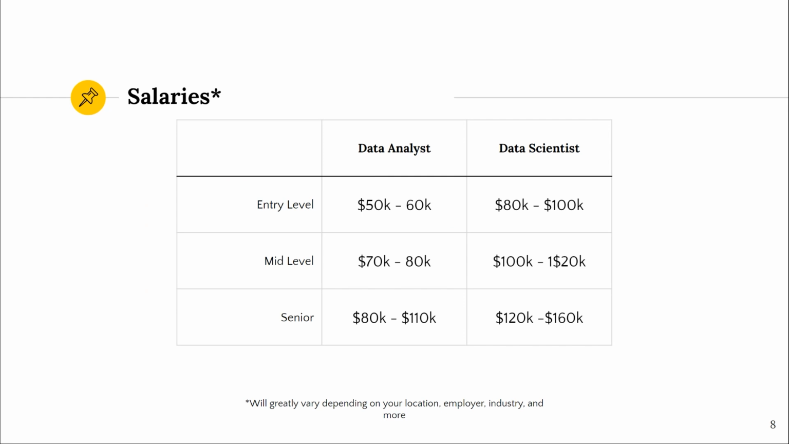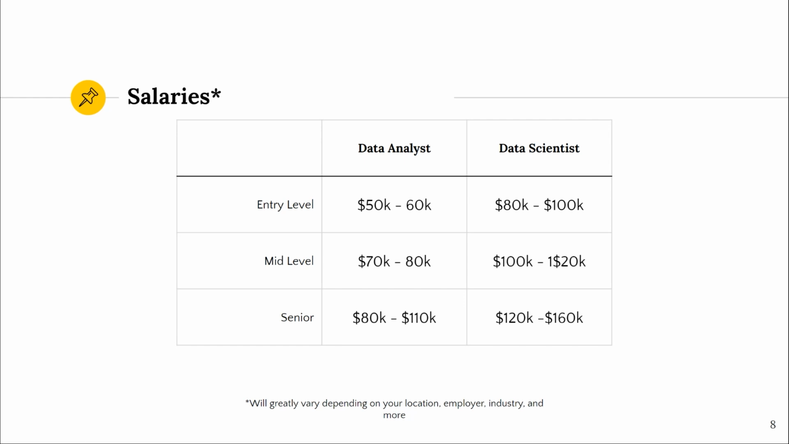When it comes to salaries, you can see that there's actually quite a big difference in these roles, and I'll explain why this is. These salaries are based on the US averages, and they're going to depend a lot on your location, employer, industry, and more. But as you can see, for data analysts, the median entry-level salary is around 50 to 60K. This is of course going to depend on the company that you actually work for, and it actually depends a lot, and I'll show you this on the next page.